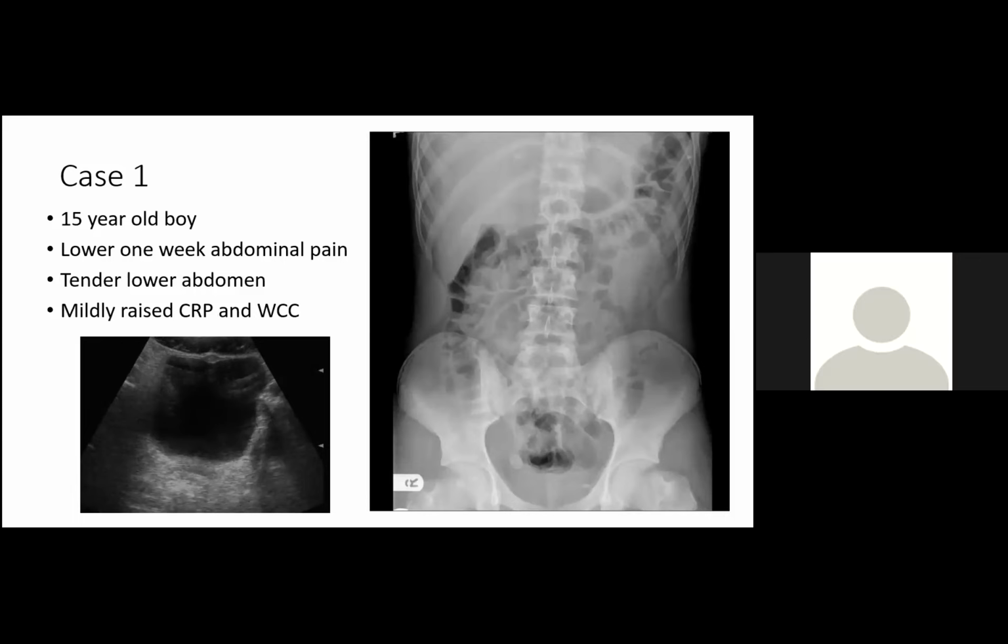So the first case was a 15-year-old boy who came into hospital following a 1-week history of abdominal pain, and he was tender in the lower abdomen, and his blood results showed a mildly raised CRP and white cell count. I'm just going to leave the pictures there for a few seconds. In particular, can I just ask you to focus on the abdominal X-ray, just to the right of the screen there. The ultrasound which he had done was reported as normal, showing no obvious abnormality.